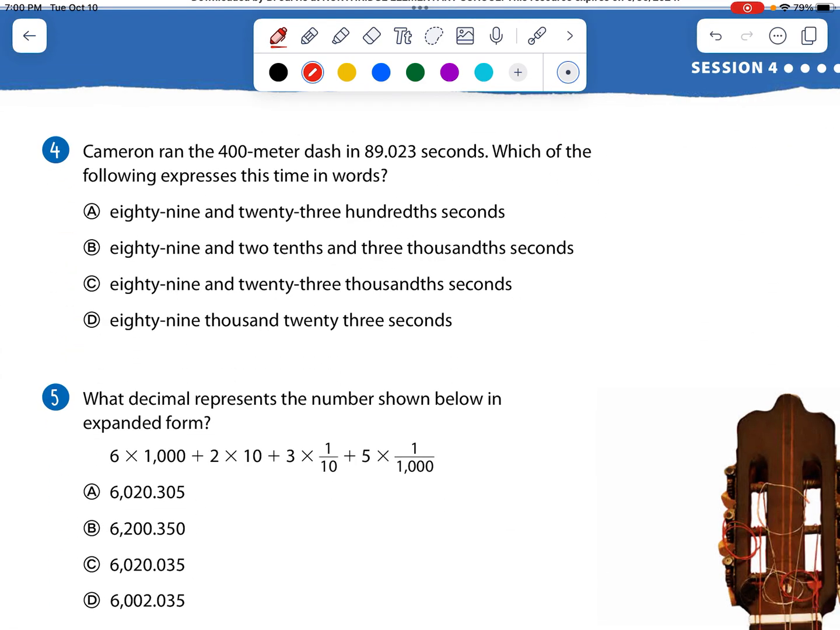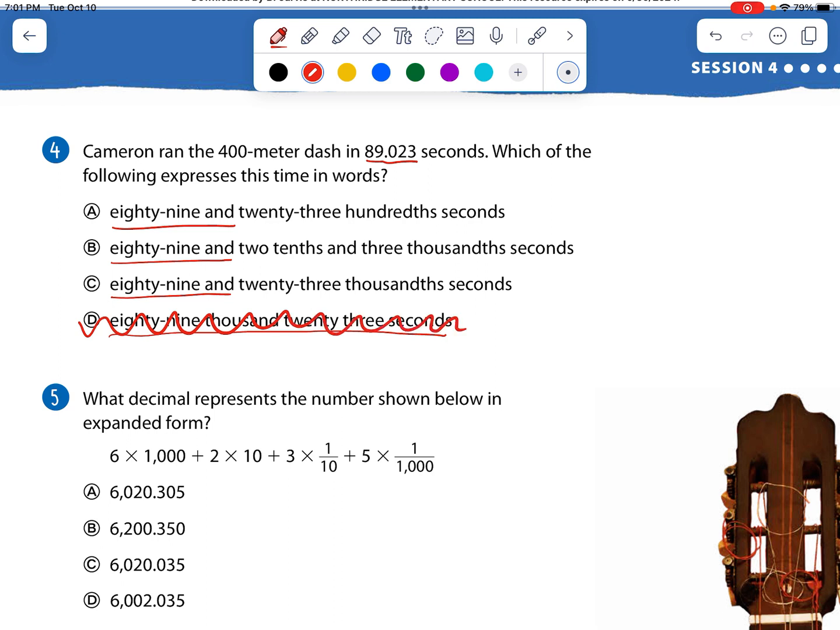Cameron ran the 400-meter dash in 89 and 23 thousandths of seconds. Which of the following expresses the time in words? Okay, we're going to break it apart. We're going to do the 89 and first. So 89 and, okay, so that could be it. 89 and, that could be it. 89 and, that could also be it. 89,023 seconds. That cannot be it.